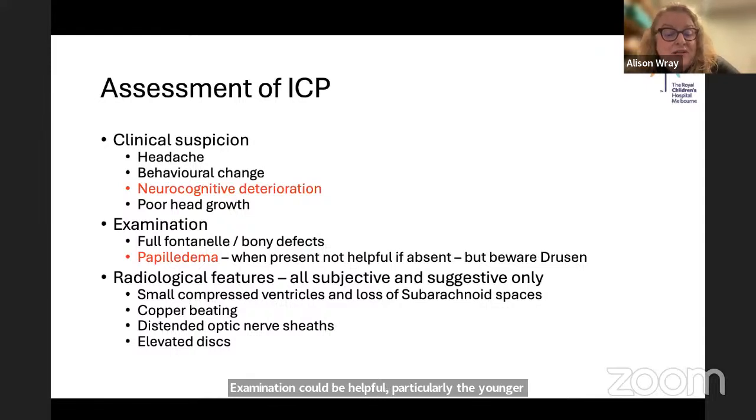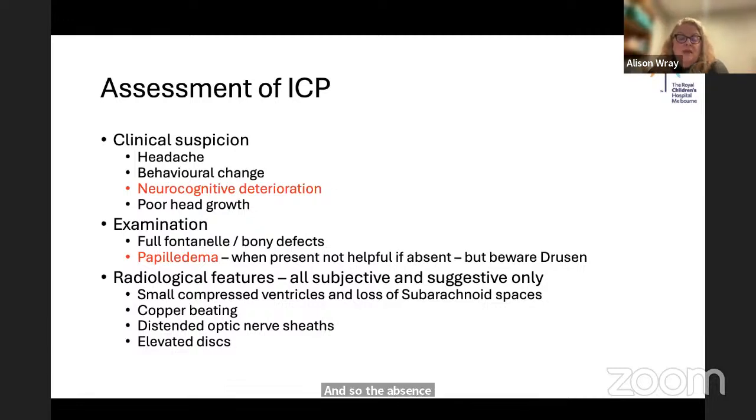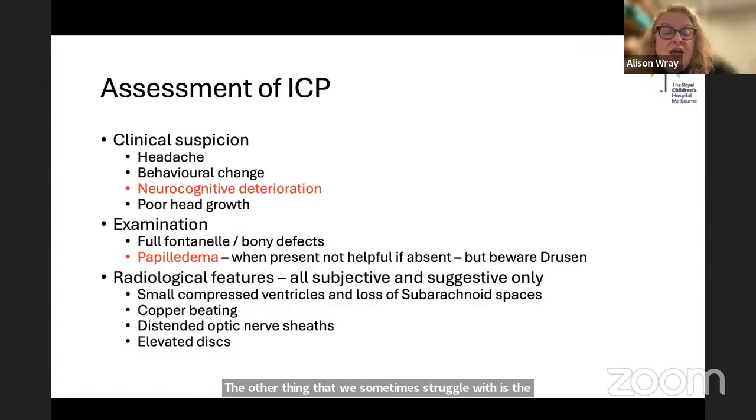And papilledema, when present, is very helpful, but when absent is not so helpful, in that a number of children will not show papilledema below the age of 2 years, and even after 2 years of age, up to 10% will not have a communication with the CSF along the optic nerve sheath, and so the absence can be falsely reassuring. The other thing that we sometimes struggle with is the number of children who subsequently are called to have drusen when we've actually done intracranial pressure monitoring based upon concerns of the fundus.